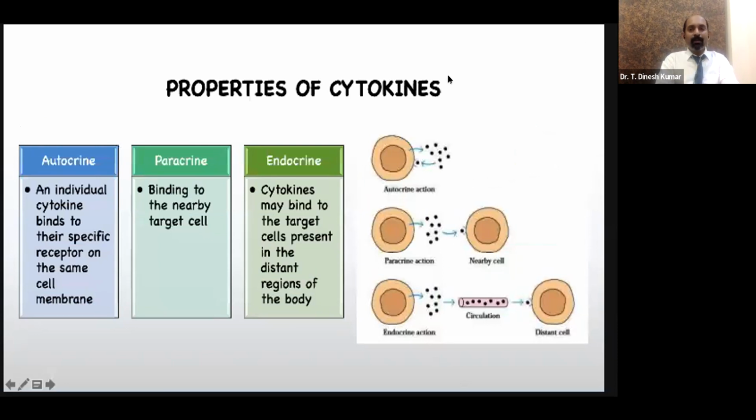Okay, so coming on to the properties. Once a particular cell produces a cytokine, it can act on the cell that it has been produced by. These activities are called autocrine activities.